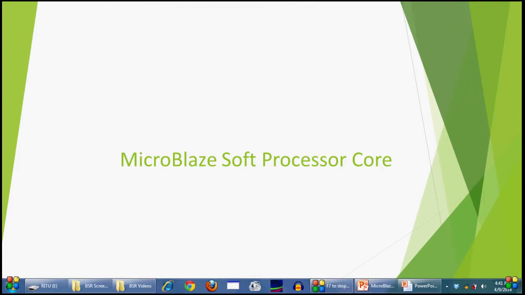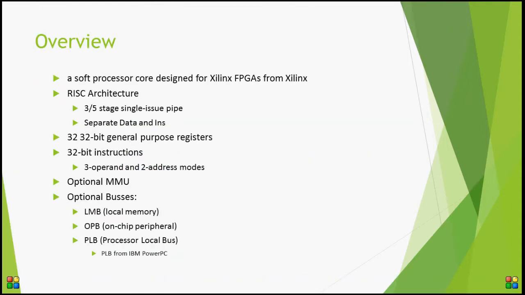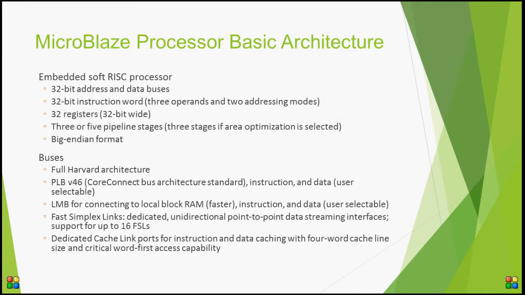In this video, we are going to discuss the MicroBlaze soft processor core. MicroBlaze is a soft RISC processor core that uses a 32-bit address and data bus architecture. It has a 32-bit instruction word with 3 operands and 2 addressing modes. Each of the 32 registers is 32 bits wide. It has a programmable pipeline stage with a choice of 3 or 5 stages. MicroBlaze also uses a big endian format.